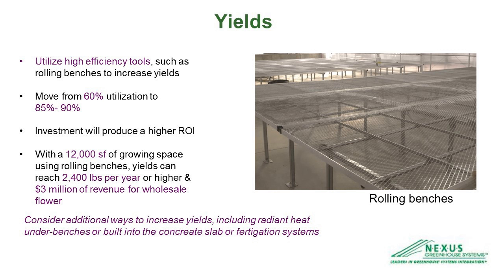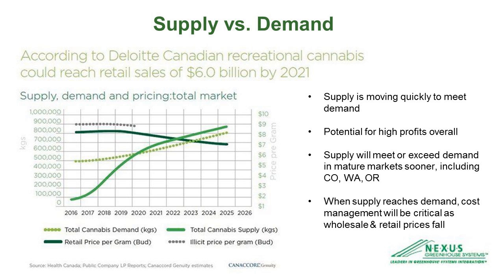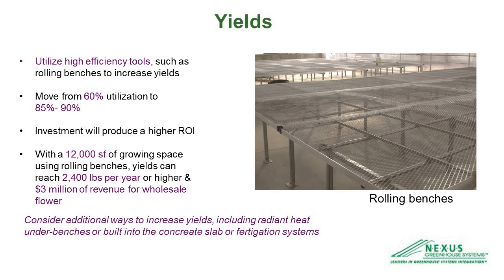So always look for additional ways to increase yields, including using radiant heat under benches or built into the concrete slab, or fertigation systems. These are additional tools to get your plants growing quicker and to increase your overall yield.